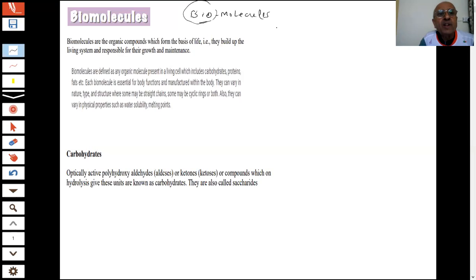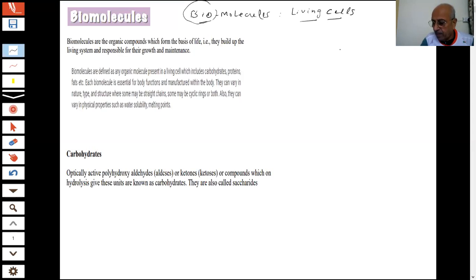What are those biomolecules which make up your body, students? They are organic compounds which form the basis of life. They build up the living system and are responsible for its growth and maintenance. So those molecules build up the living system and maintain our growth. And these organic molecules are present in the living cells. I'm talking of the living cells, students, living cells.